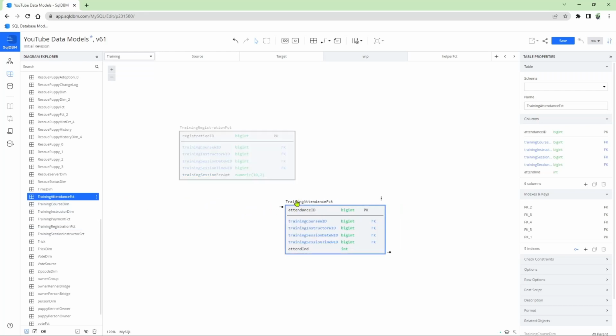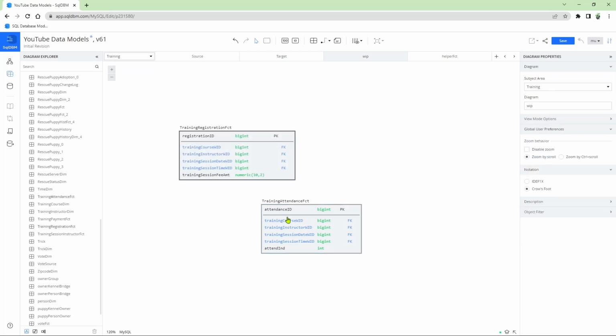Second would be they would attend this class. So then we have our training attendance fact table, which has the attendance ID also as the primary key. And then we keep these same 4 dimensions passing down into it. And since there really is no metric associated with this fact, other than whether they attended it, we have the attend indicator, which would be a 1 or a 0. 1 if they attended, 0 if they didn't attend, and therefore we can simply summarize or count these as necessary.